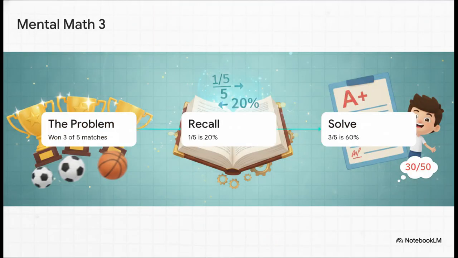Okay, let's try one more. Say your favorite sports team wins 3 out of their 5 matches, or maybe you score a 30 out of 50 on a test, which simplifies down to 3 out of 5. What's your percentage? Well, you definitely don't need to multiply by 100 and divide. Your mental magic table tells you instantly. Since 1/5 is 20%, 3/5 has got to be 60%.